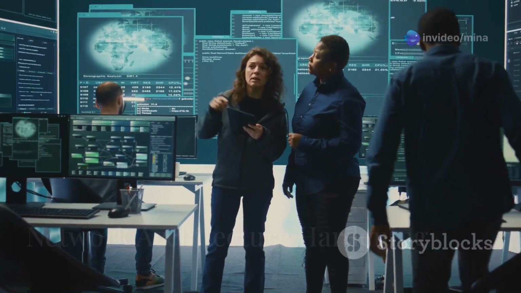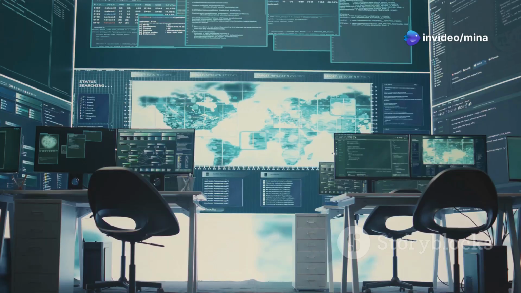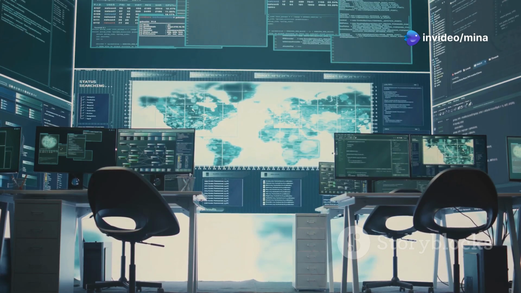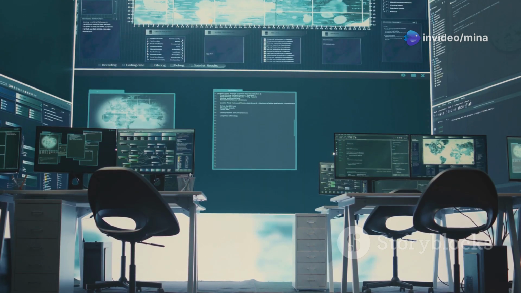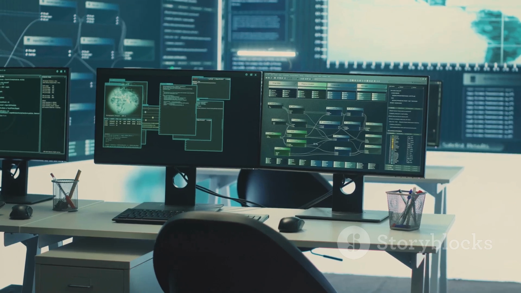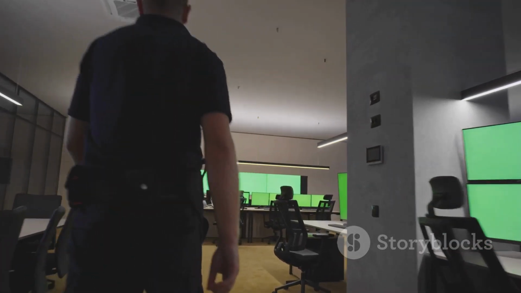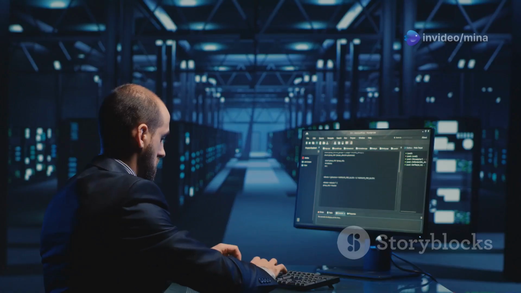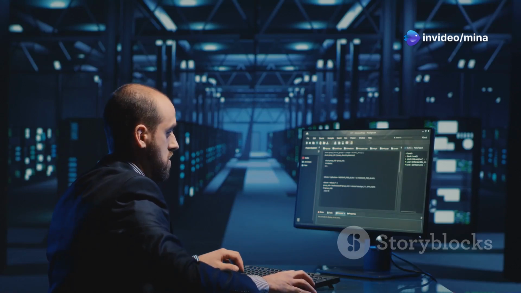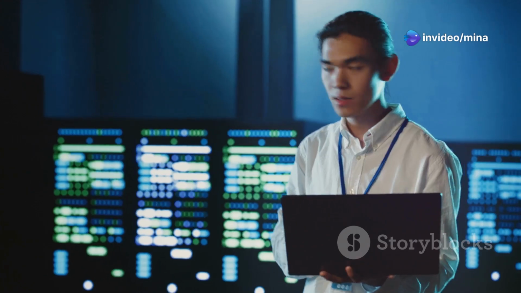Next, let's talk about network architecture hardening. This involves improving the design of your network to make it more secure. Key measures include adding security components like firewalls and intrusion prevention systems, or IPS. Another important step is segmenting your network into smaller subnets, each with its own security controls.